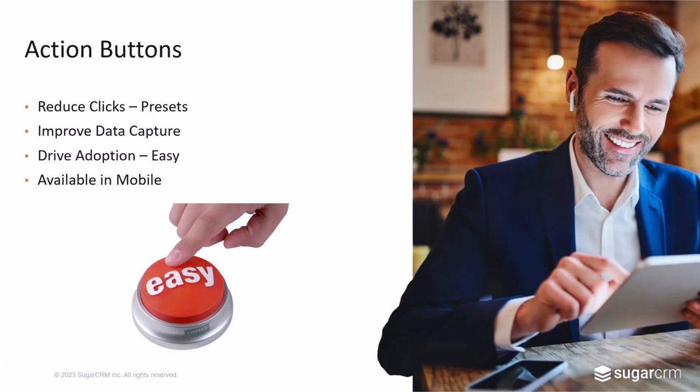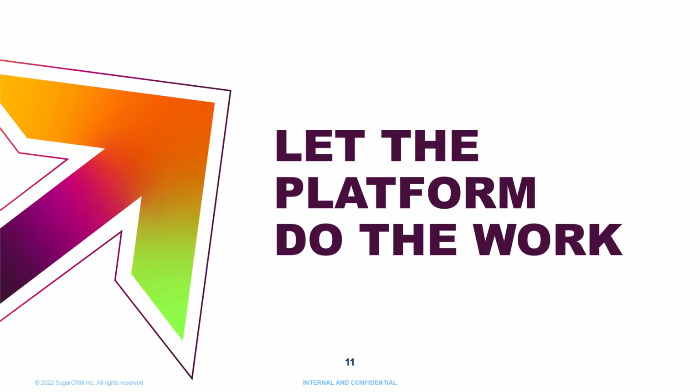So when it comes to action buttons, as you've seen today, what does it help users do? It helps reduce the clicks required to put data in the system, which ultimately will improve the data capture of the end user because we've taken keystrokes away from them. Often part of the complaint of using a CRM system is that it's cumbersome or time-consuming. Action buttons make things quick and easy, drive user adoption, and also make those features available on mobile to simplify the mobile experience even further. So that's a little bit about how SugarCRM lets the platform do the work for the end user.